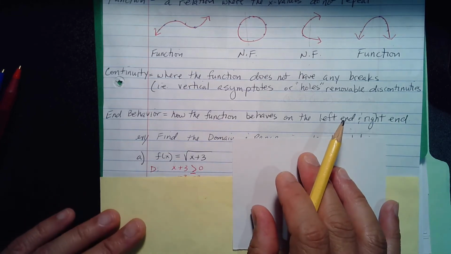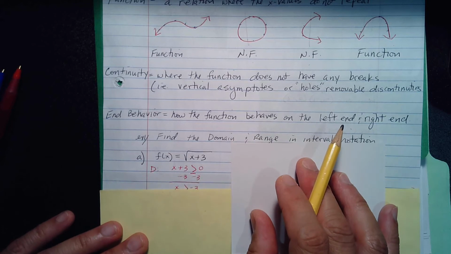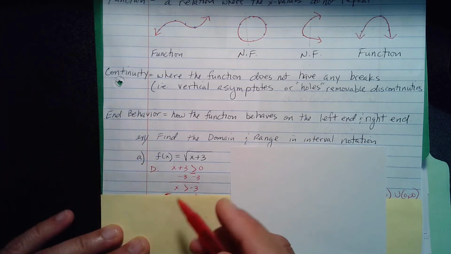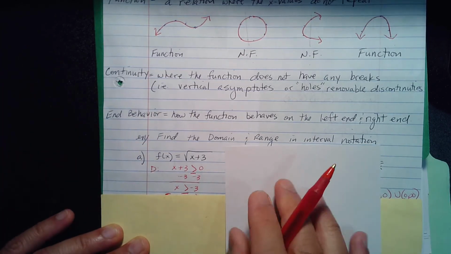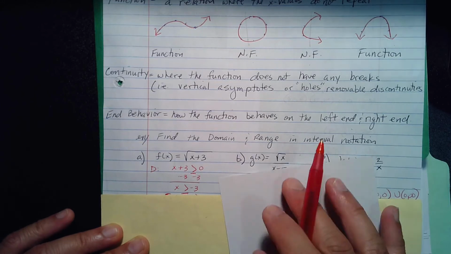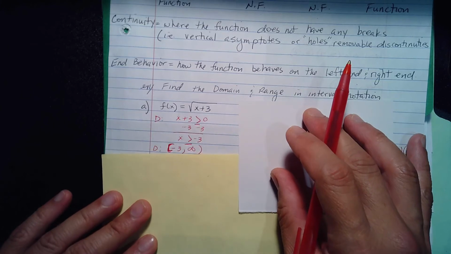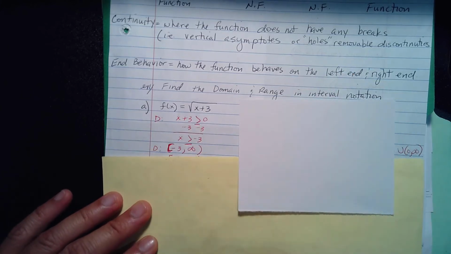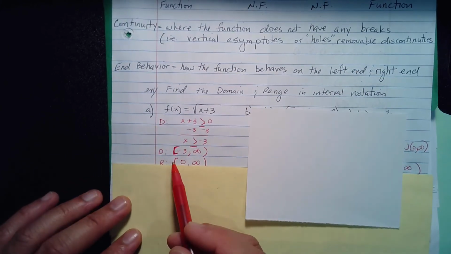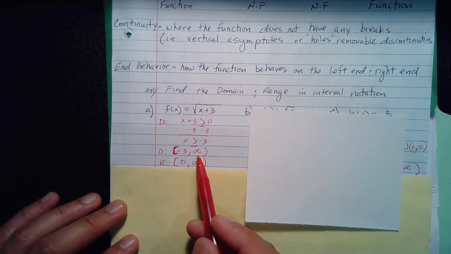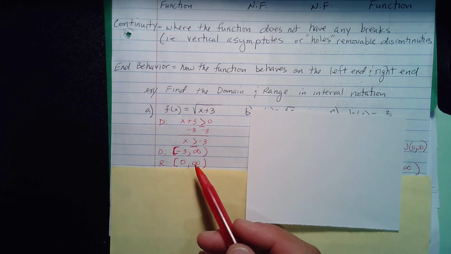So we get x by itself. So the domain is x greater than or equal to -3. They want the answer in interval notation. So what we have to do is, here's interval notation. Bracket on -3 and parentheses around infinity.